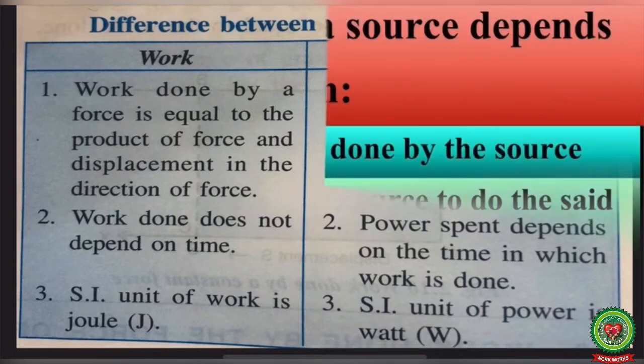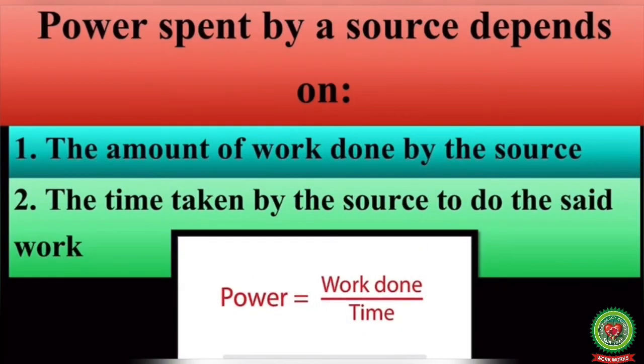After this, we will be discussing the factors on which power spent by a source depends. There are 2 factors on which the power spent by a source depends, and the factors are, the first one is work done and the second factor is time in which that work is done.